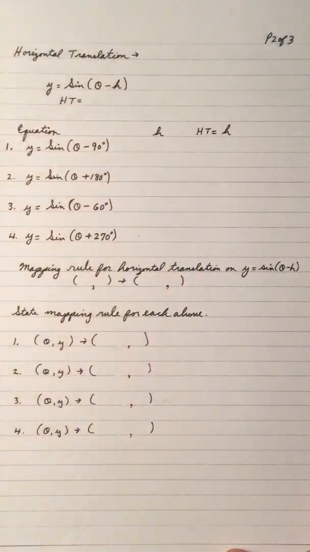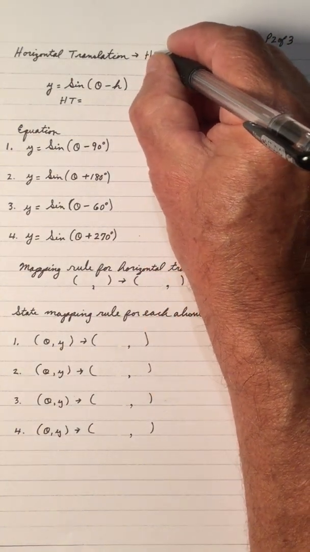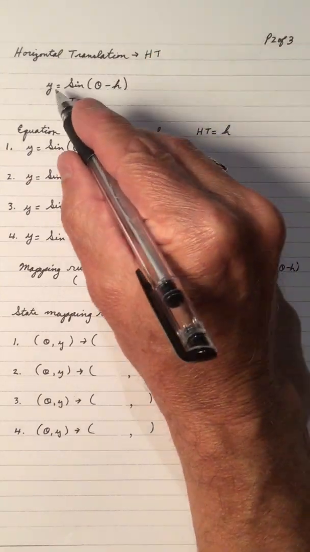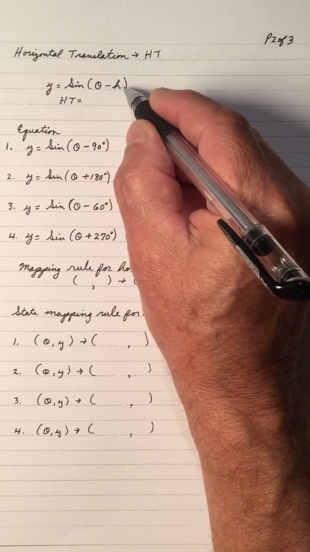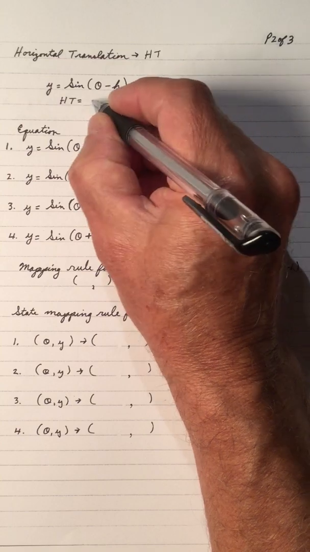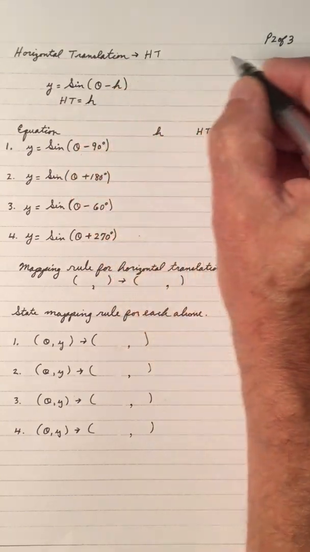Hi, welcome to my video on horizontal translation on sine theta. Horizontal translation is denoted by HT. Let's look at the equation y equals sine of theta minus h. The horizontal translation is the opposite of h, so negative h, so we'll make it an h.